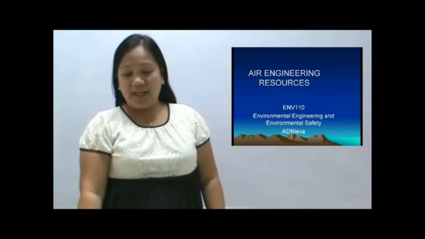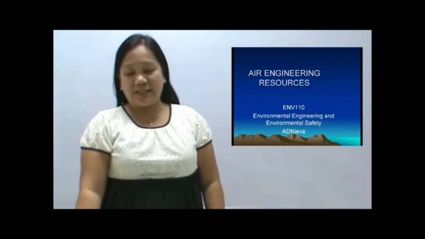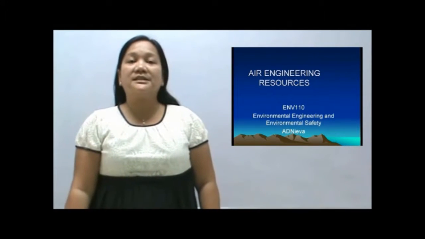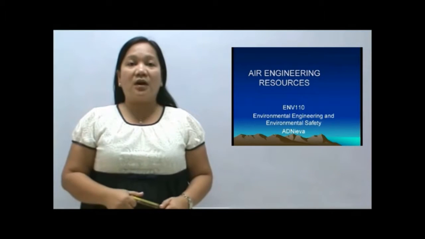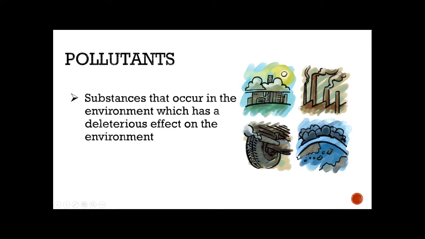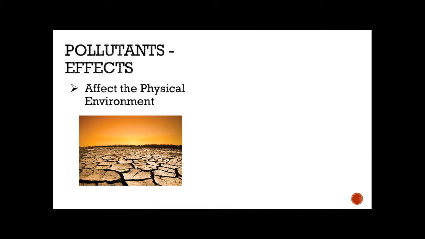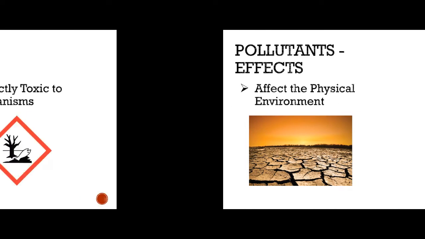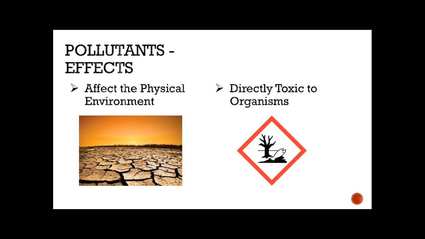Our topic for today is air engineering resources. So first, let's start discussing what are air pollutants and air contaminants. Pollutants are substances that occur in the environment which have a deleterious effect on the environment. The effect would either be on the physical environment or they may be directly toxic to organisms.